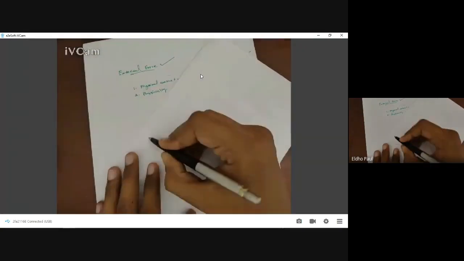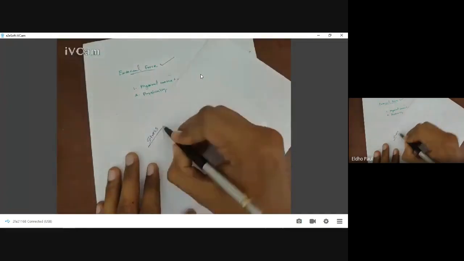Next one is stress. So we already defined what stress is. Stress is defined as the internal resistance offered by a body against deformation when external load is applied to it, per unit cross-section area. Stress is defined as the internal resistance offered by a body against the external force applied to it per unit cross-section area.